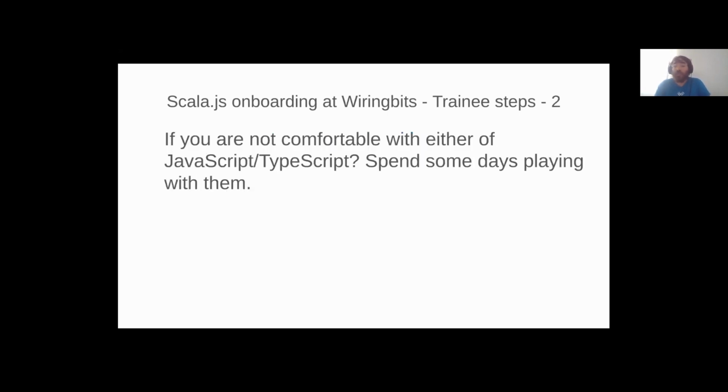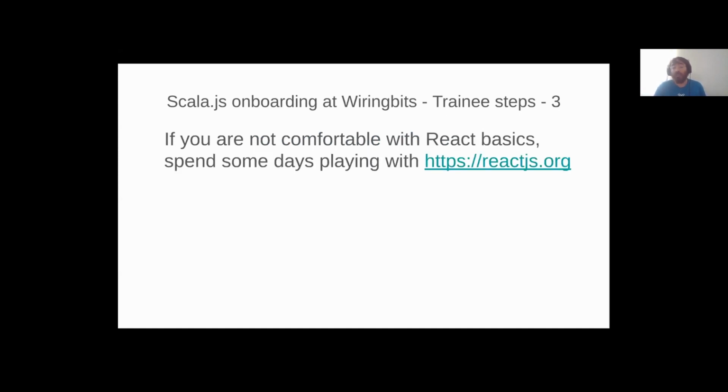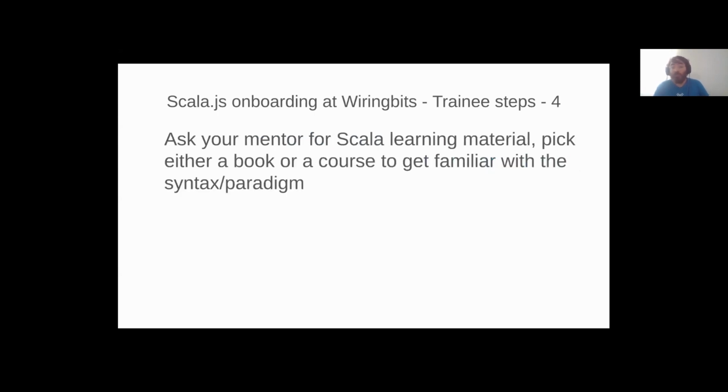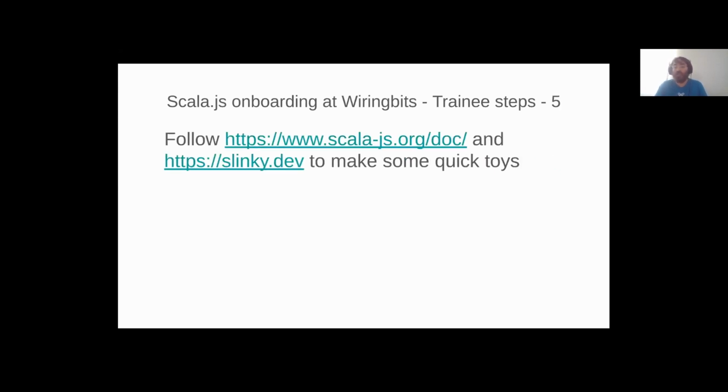If for any reason the trainee is not comfortable with JavaScript or TypeScript, we are going to ask them to spend some days playing with them. And we do the same with React. Once they are familiar with this, the mentor will be in charge of assigning some learning material that is Scala specific. It can be a book or a video, depending on the trainee. Some people prefer learning by video, some other people prefer learning by books. The goal is that the trainee has some material to keep learning about Scala.